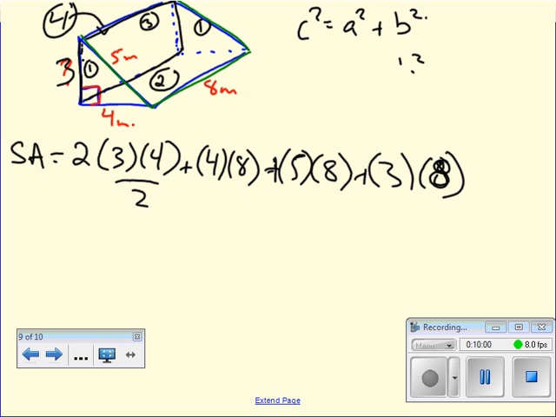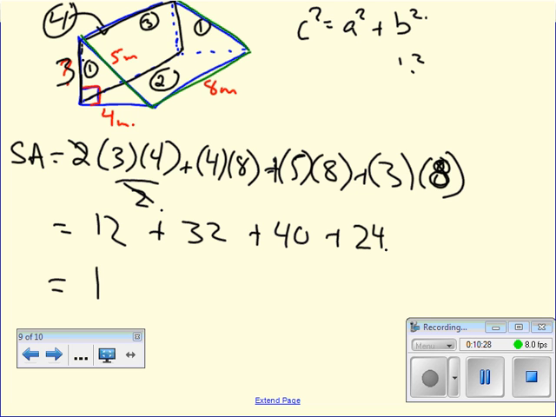So put these all together. Well, straight off the bat, I notice, hey, my 2's cancel out. 3 times 4 is 12. 4 times 8 is 32. 5 times 8 is 40. 3 times 8 is 24. So add them all together. 12, 32 is 44. Plus 40 is 84. Plus 24 is 108 meters squared. So that's my surface area. It's all the surfaces added together.